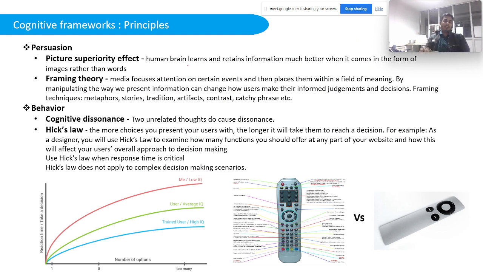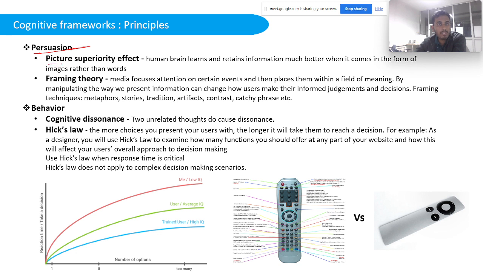Now there are various cognitive frameworks available which enable you to understand the key issues and the key principles based on which you need to design a particular interface. Okay? So these principles can be categorized into various groups. The first one is persuasion. Under persuasion you have two theories, principles basically.